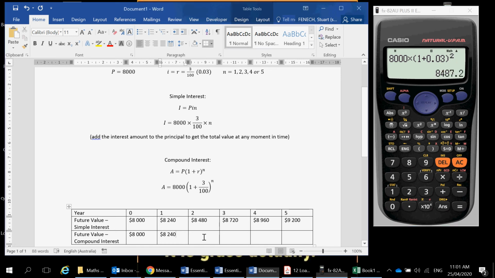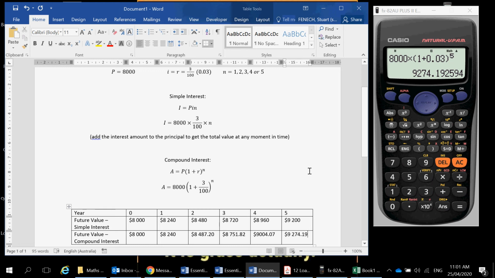I go back and change that to a 2. After 2 years, it will be worth $8,487.20. I go back. After 3 years, I've got $8,741.82. After 4 years, $9,004.07. After 5 years, I got $9,274.19. You'll notice over time that you do indeed earn more money with compound interest.